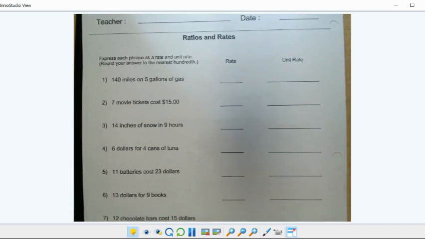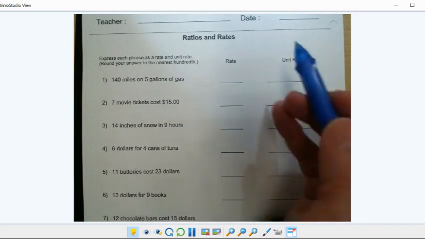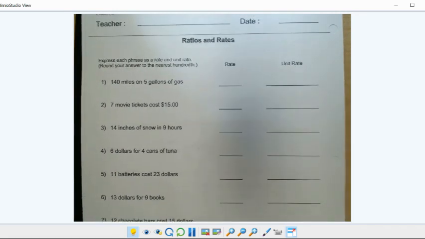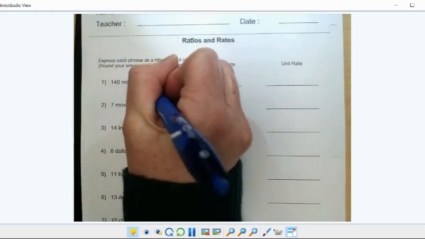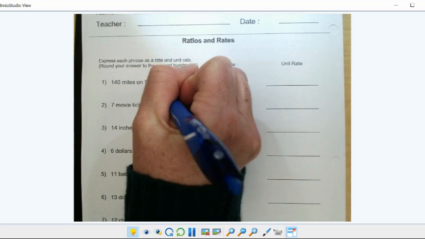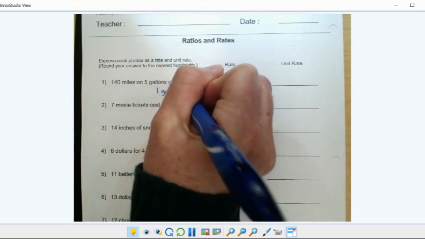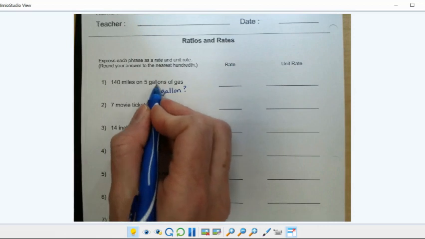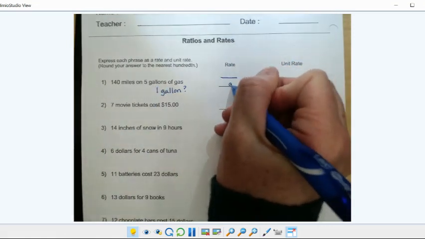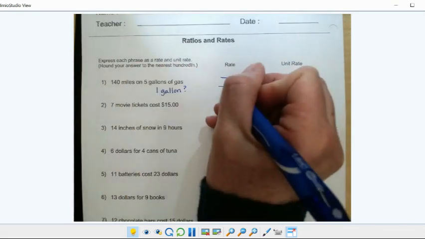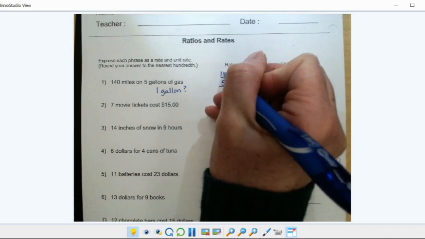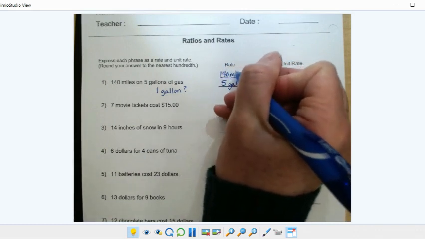Here we have some examples as well. They ask us to find the rate and then the unit rate. Number 1 says 140 miles on 5 gallons of gas. If I write that as a rate, first I'm going to think, I'm going to want to know how many miles I can go on 1 gallon when I find my unit rate. So I'm going to keep that gallon as my denominator, that way it's there when I go to do my unit rate. So 5 gallons is what's in the original rate, and then I'll put my 140 miles on top.